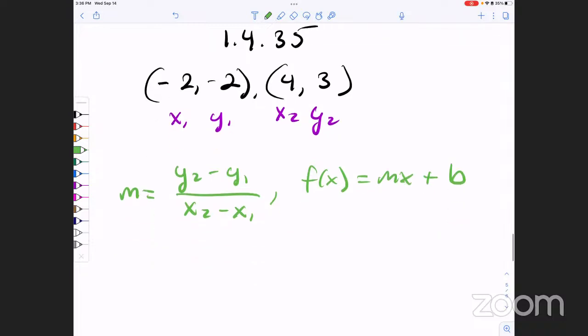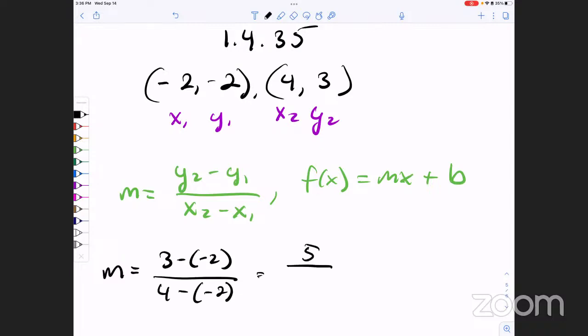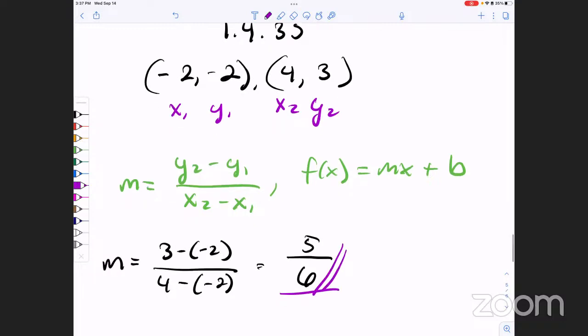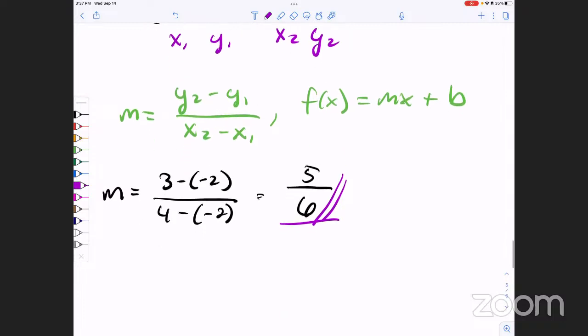And let's find the slope. It's going to be 3 minus a -2 over 4 minus a -2. That's 5 over 6. So this is our slope. I'm going to use the second point to solve for my y-intercept just because it looks a little bit lighter.